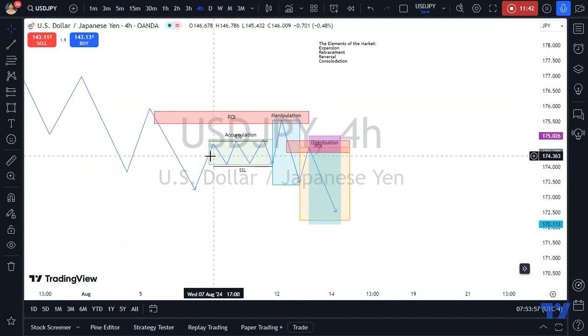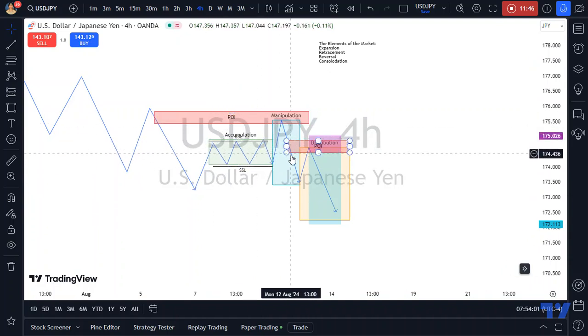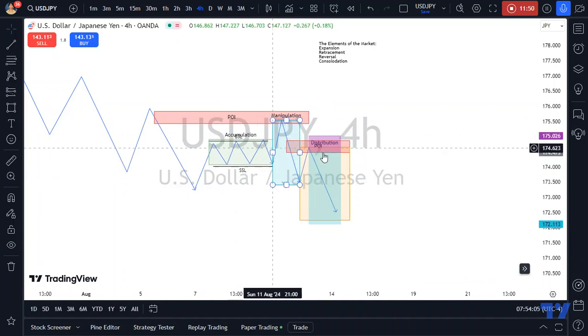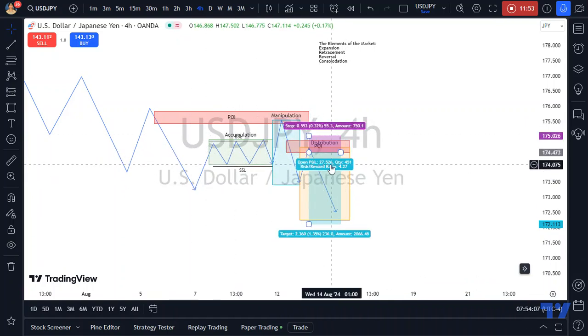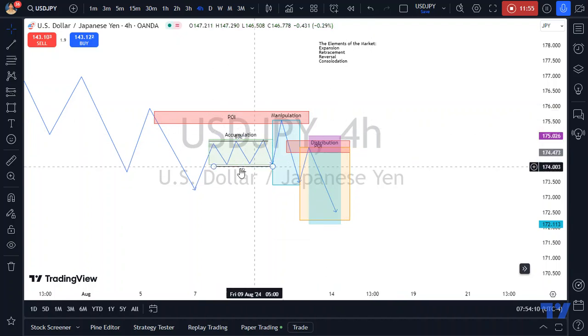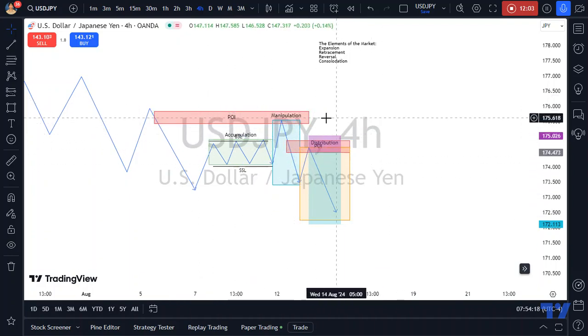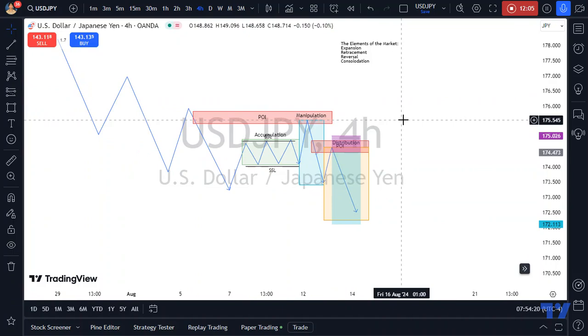AMD, right? So if you find the Asian session manipulating, you will find the London session distributing, and you will find the New York session accumulating, because it's a cycle. So it all depends on what the Asian session is doing. You can trade this using the sessions on the 15-minute, which I recommend. So let's look at some examples.